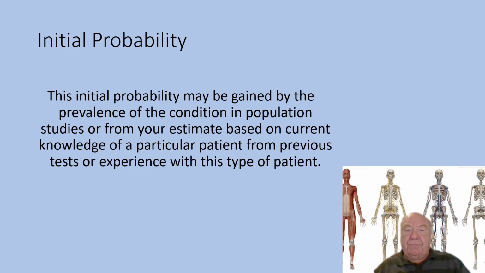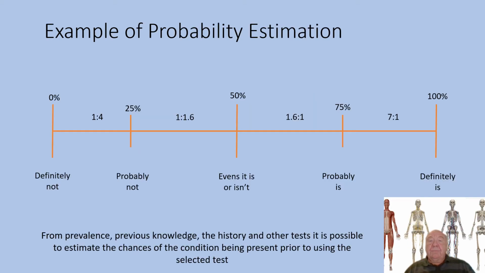You may have seen this type of patient previously, so you're getting an idea of just how likely they are to have the condition. So the estimate of the initial probability isn't very difficult at all. Okay, so let's have a look at how this probability estimation works. It's really quite simple.